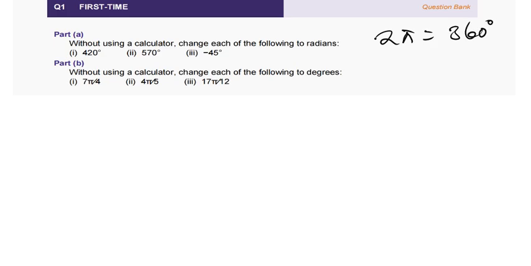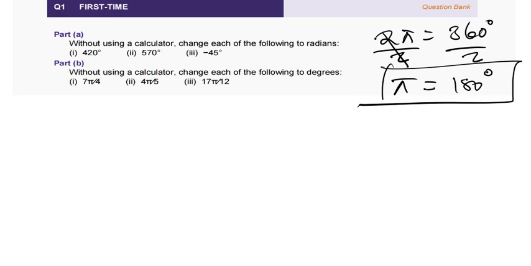Okay, I can divide both sides by 2, even here by 2, these will go. Pi is the same as this, 180. So you can either use 2 pi is equal to 360 or pi is equal to 180 degrees. But let's use this one, pi is equal to 180 degrees.